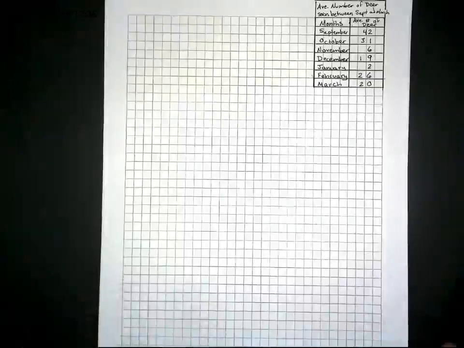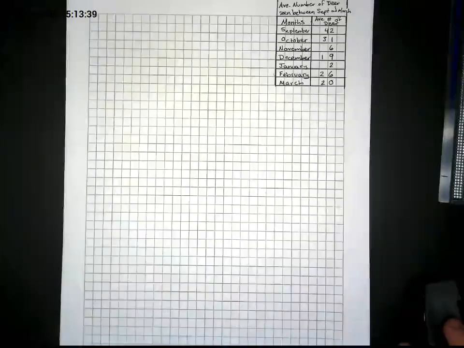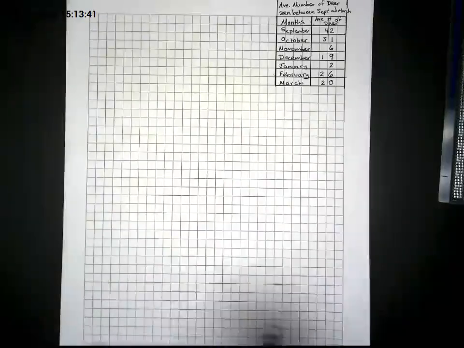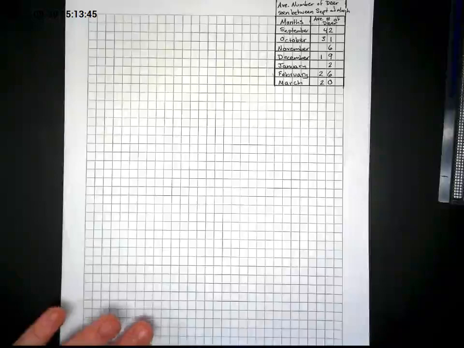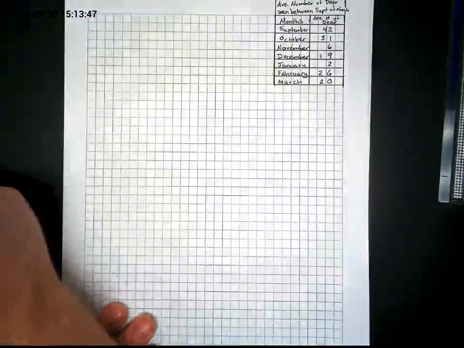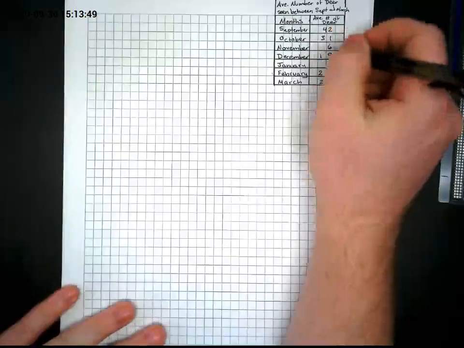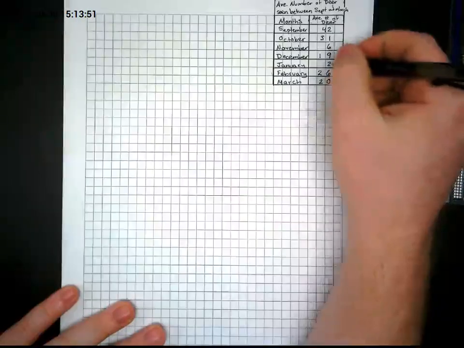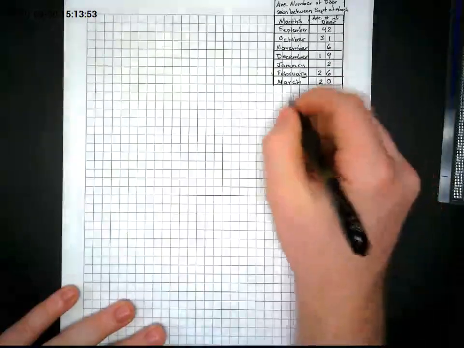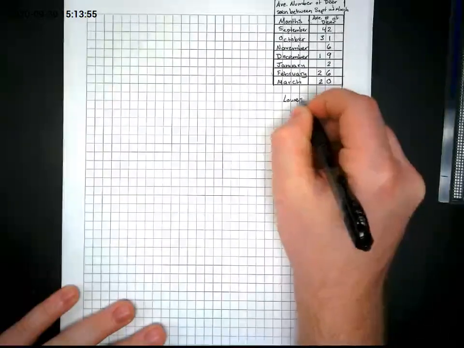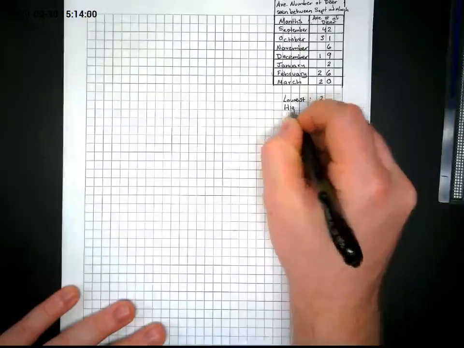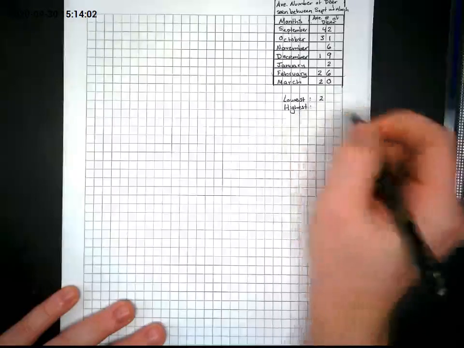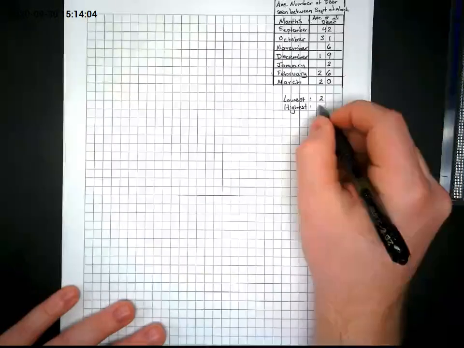Okay. So now let's start putting this together and making a graph out of it. So we've got all of our data. Remember, we got to figure out what our lowest value is, which is going to be this 2. It looks like our lowest is 2, while our highest is going to be 42.